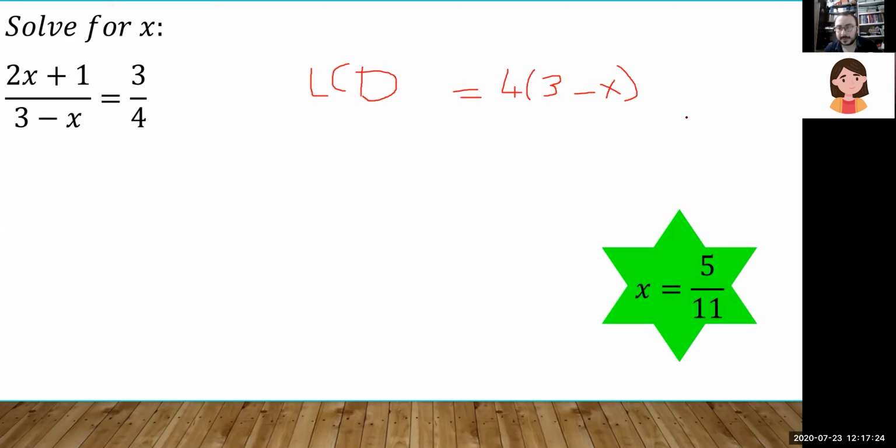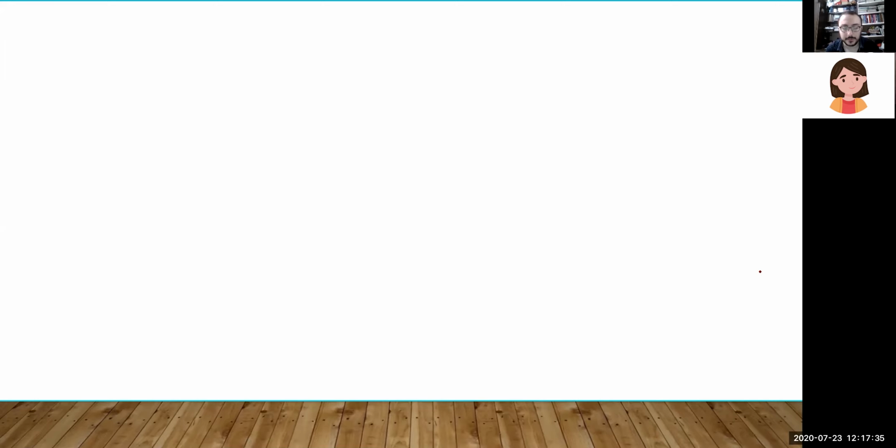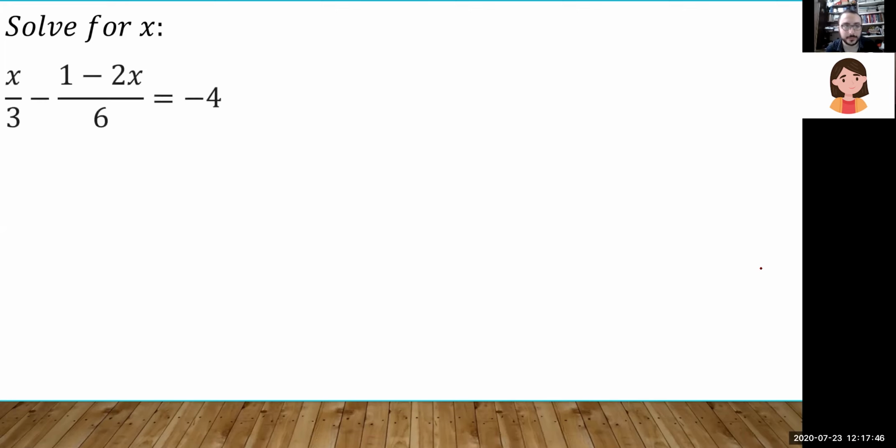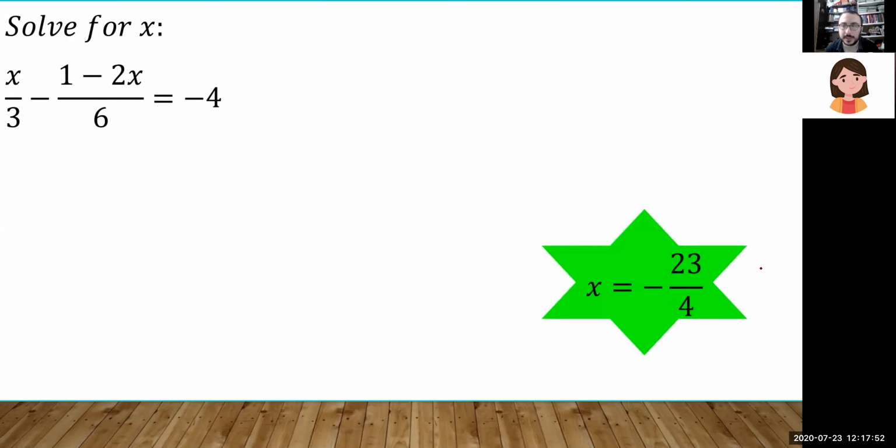And this is the answer. You should have x equals 5 over 11. If you can't do it, it's okay. This one may be difficult for you. Don't panic, don't be sad if you can't do it. It's still new. And this one too, try to do it. And you should obtain this answer.